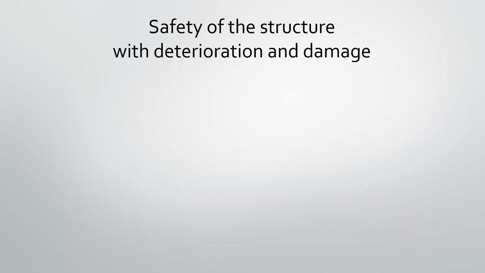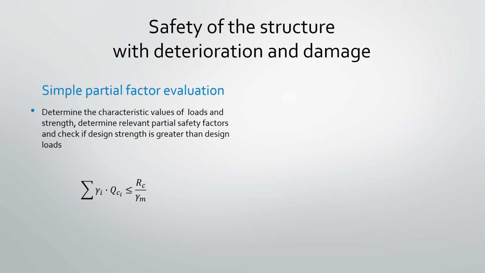An important topic of this course will be the different ways of doing the safety check, or verification as it is called in many standards. The common method is the partial factor method, where we determine a characteristic value of loads and strength and determine relevant partial safety factors and check if the design strength is greater than the design load according to the formula given here.